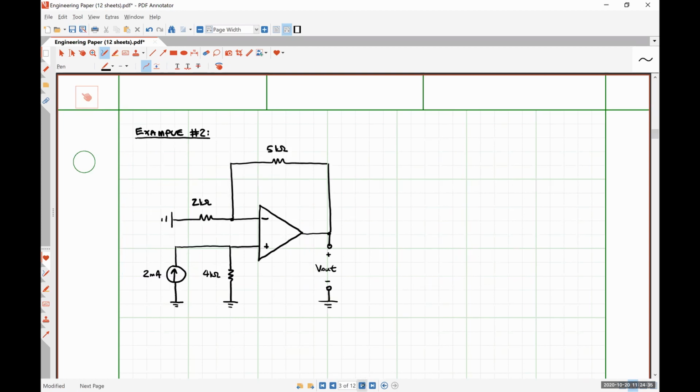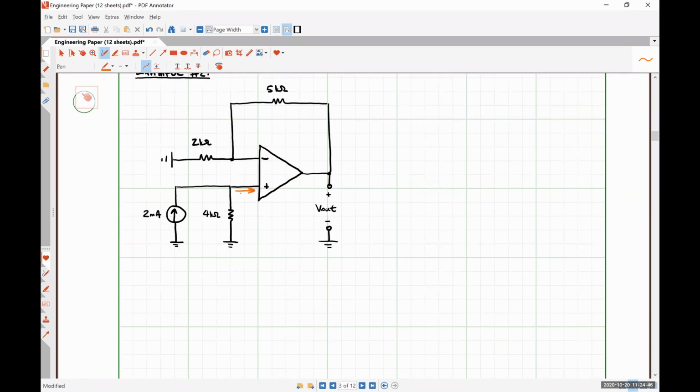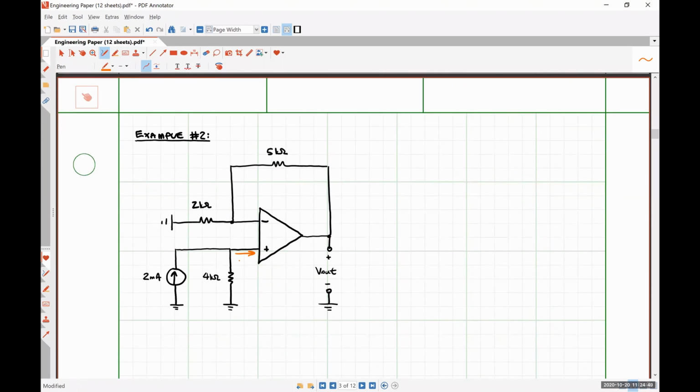Now let's increase the level of difficulty a little bit here. So we're going to start by applying our ideal op-amp rules again. Oops, kind of ran away from me. So we know that this current is 0 amps, and we also know that this current is 0 amps. So that's ideal op-amp rule 1 applied. Now op-amp rule 2. We have 0 volts, so we know that this voltage V plus is going to be exactly equal to this voltage V minus.